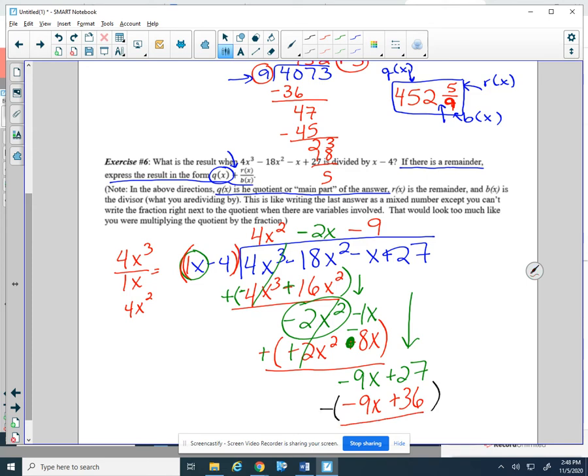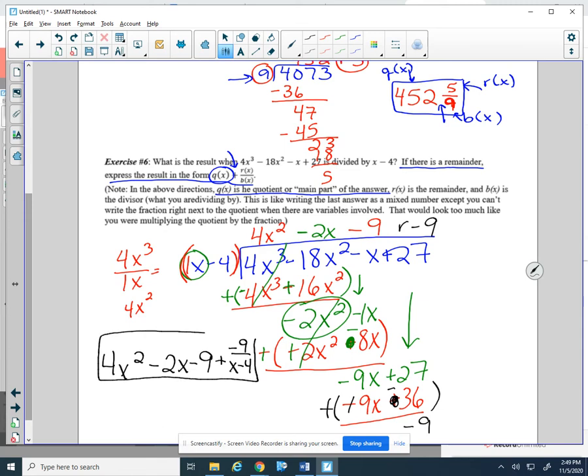So from here, my negative 9x's are going to cancel. We'll change the sign. 27 minus 36 is negative 9. And yes, when we do polynomial long division, you can get a negative remainder. So this is remainder negative 9. So to write it in that form, q of x plus r of x over b of x, my answer is 4x squared, this is my quotient, minus 2x minus 9, plus my remainder, negative 9, over my divisor, x minus 4.